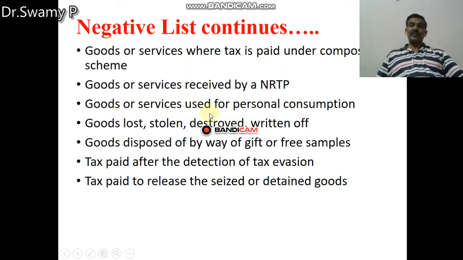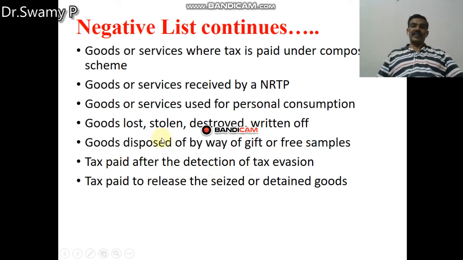And the goods or services used for personal consumption, it is very, very clear. See, when we purchase goods for our own consumption, there is no output tax. We are not going to sell those goods to another person, and we are not collecting any taxes on that because we are consuming them ourselves. That is the whole idea. When we purchase certain things and pay input tax, and on those goods or services we are not selling and not collecting output tax, how can we claim input tax credit? Input tax credit should be deducted out of the output tax collected. When we are not collecting any output tax, there is no question of deducting input tax. That is our whole idea.